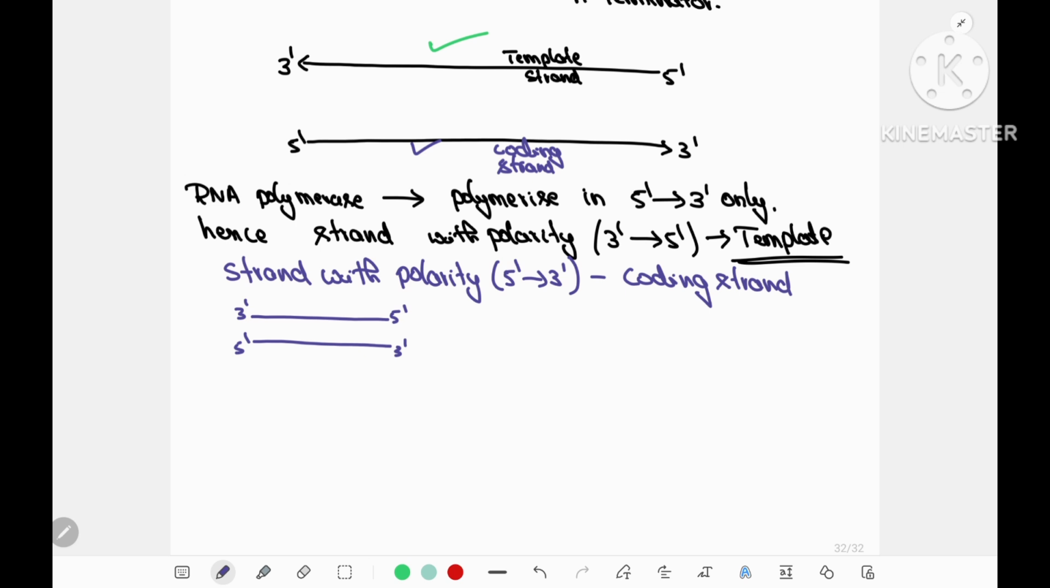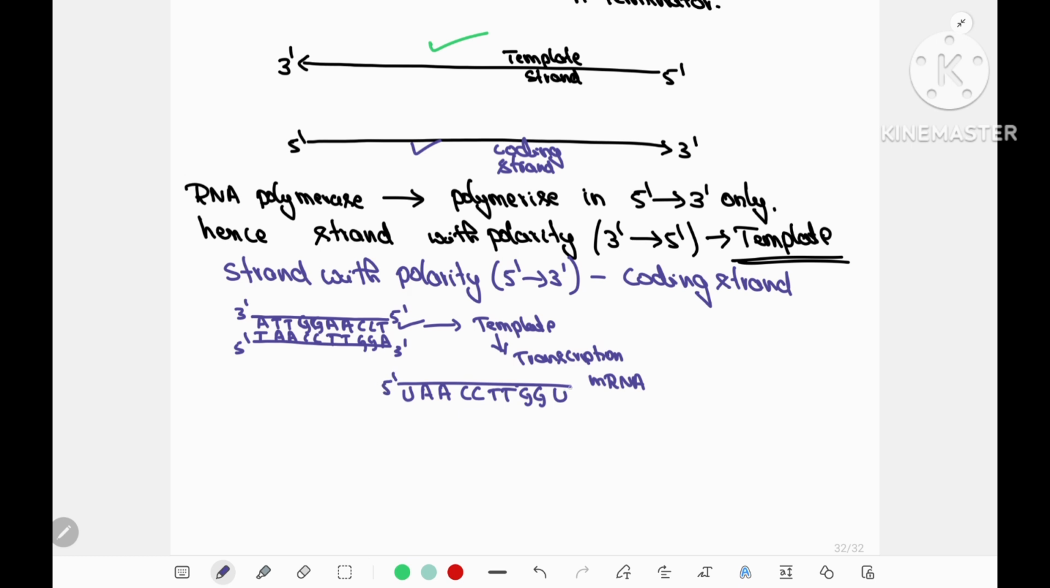If the sequence of DNA is this, suppose the template strand has the sequence A, T, T, G, G, A, A, C, C, T. And the opposite strand of course has T, A, A, C, C, T, T, G, G, A. Now, the template will code for mRNA, right? So, the sequence of mRNA will be complementary. That is, instead of thymine, there will be uracil. Wherever adenine is present, it will be complemented by uracil and the remaining will be the same. So, this is the sequence, in 5' to 3' direction, which is coded from the template.